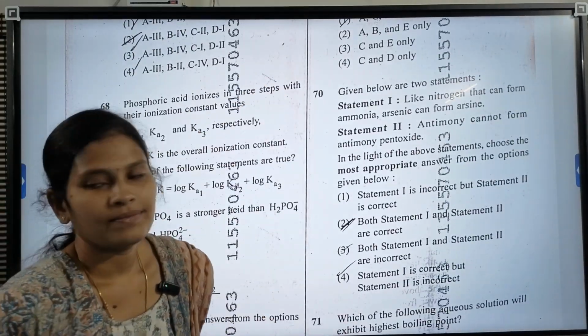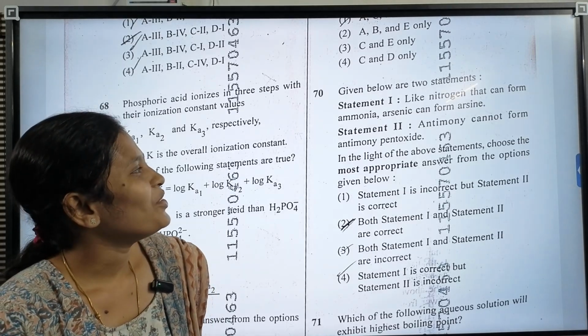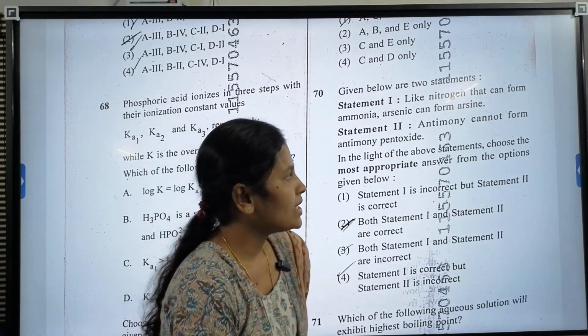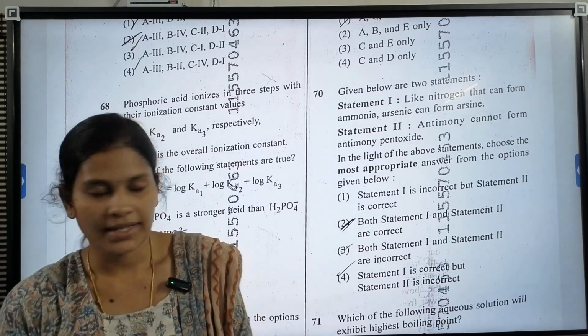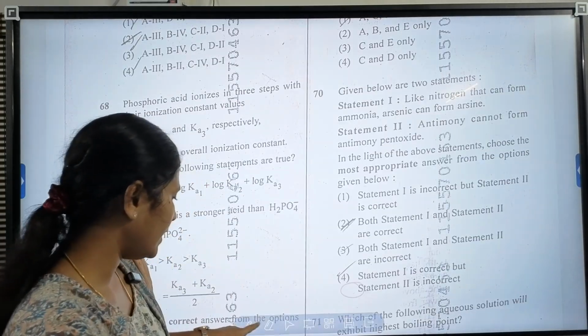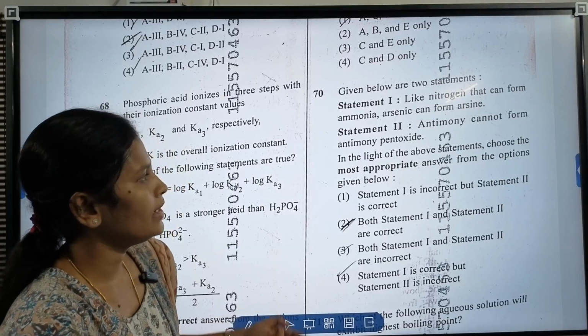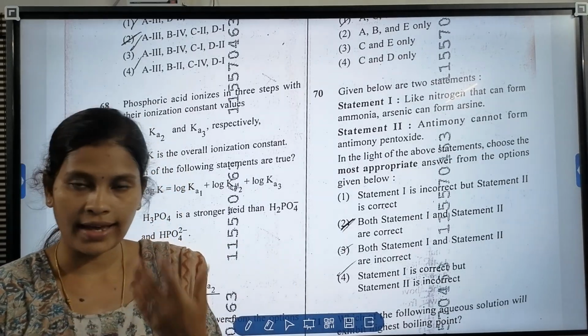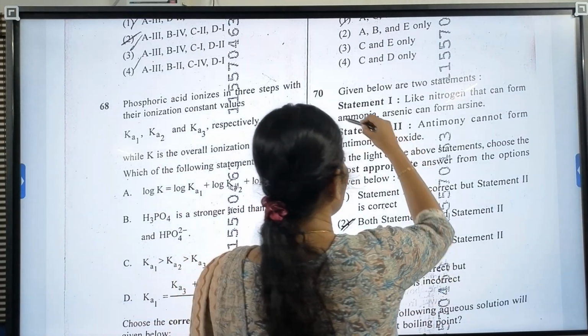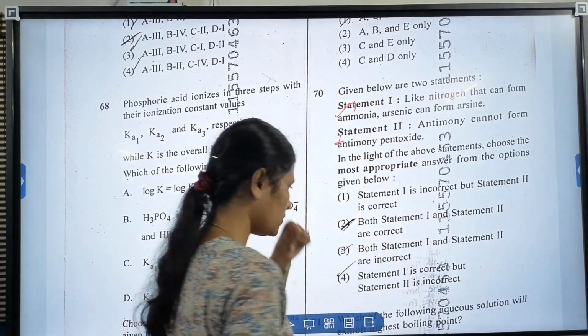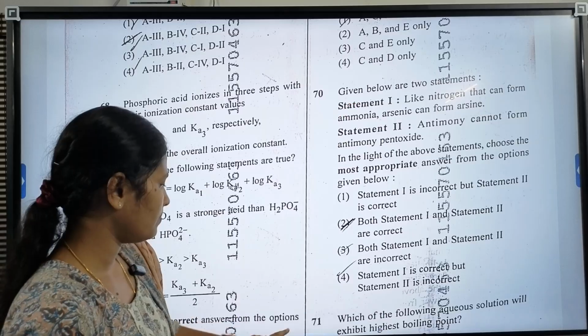70th one. Nitrogen can form ammonia, arsenic forms arsine, right? That is correct. It will form NH3, it will form AsH3, that is correct. And antimony cannot form pentoxide, actually it can form. So this statement is correct, this is wrong. So we can go with the fourth option.